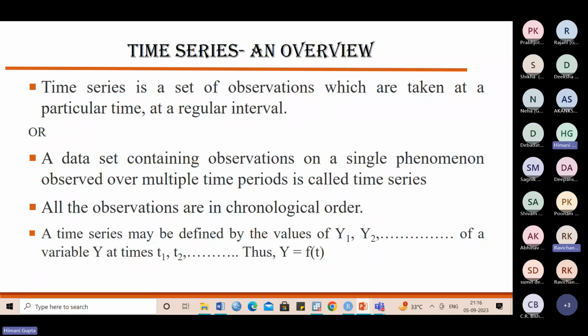Okay, till now what we have done, that time series is a set of observations which are taken at a particular time and at regular interval. Plus, what we have to learn till now, that whenever we are taking any time series, it should be in a chronological order, and at a time we are going to take only one series at a time. That means we don't have to mix two different series.